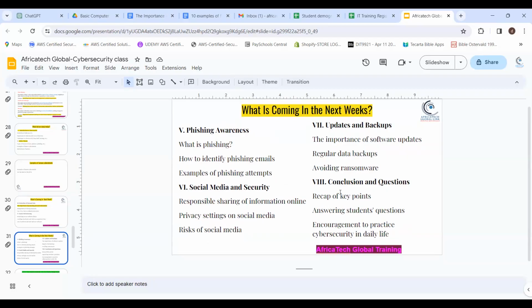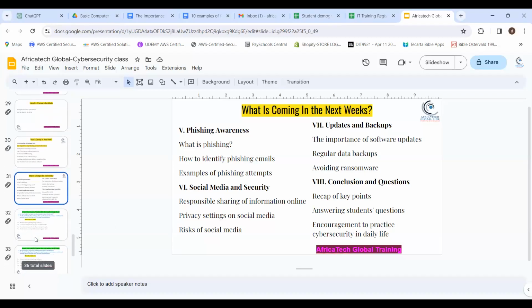And we will recap all the key points. We will answer your questions. And again, we encourage everybody to practice cybersecurity every day.